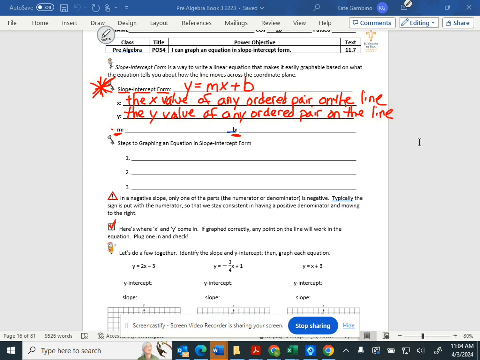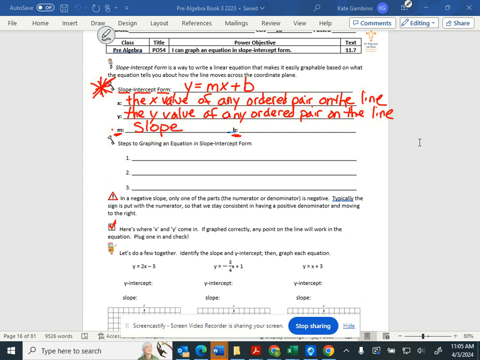The m stands for our slope. So that slope that we worked on in the last unit, we're going to be working with the slope again. Dominic and Rowan, I need you paying attention. This is a power objective. It is important to understand it because everything builds on this.